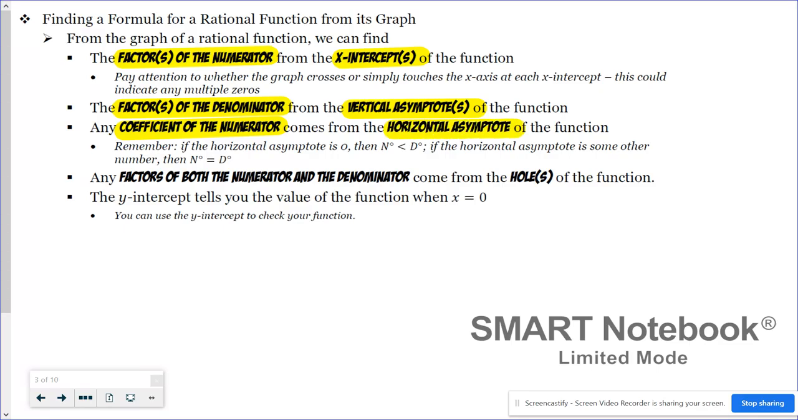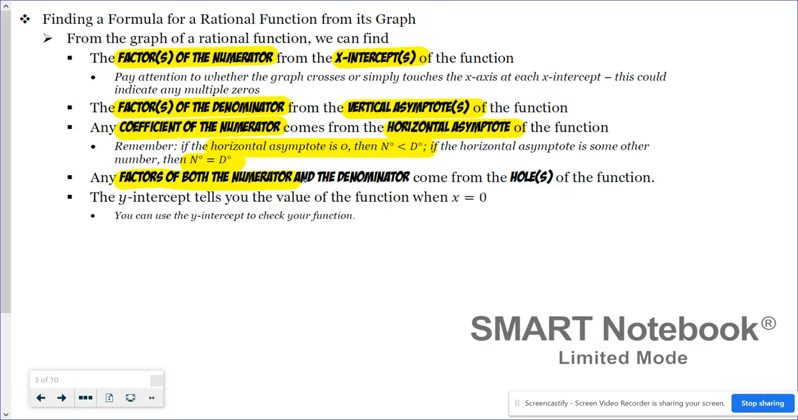Now, I want you to do a degree check when you do this, okay? Because if you're writing a number down in the numerator to represent your horizontal asymptote, do a degree check. Is the degree of the numerator equal to the degree of the denominator? Also keep in mind that if the horizontal asymptote is 0, do a degree check. The degree of the numerator needs to be less than the degree of the denominator, and we most likely will not write 0 in the numerator, right?